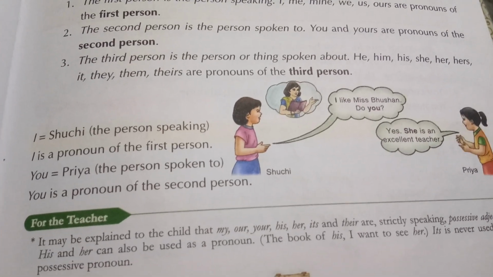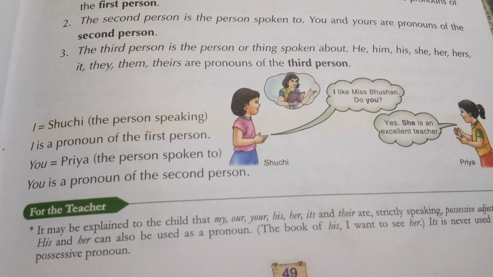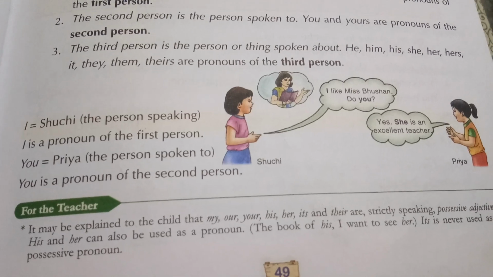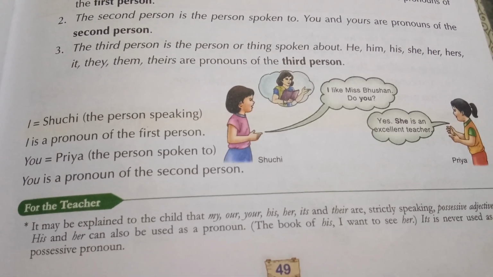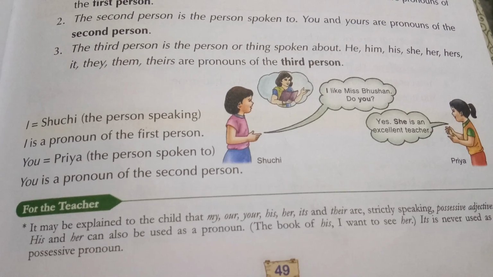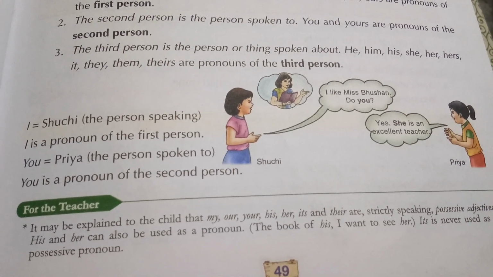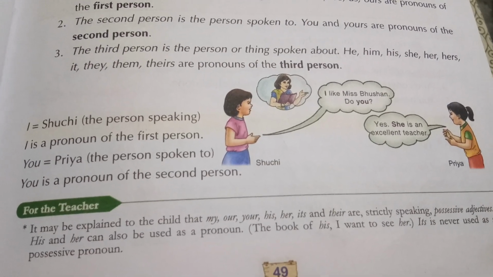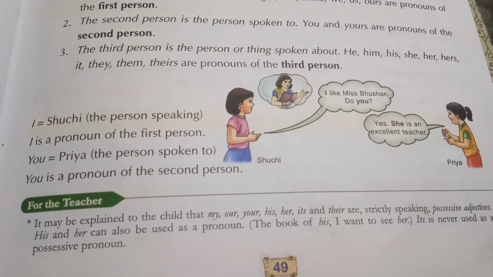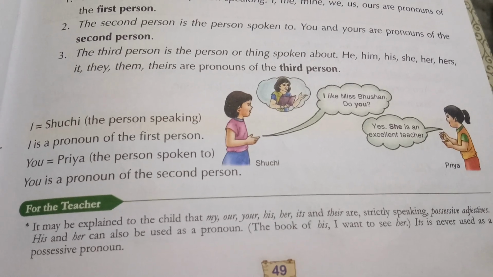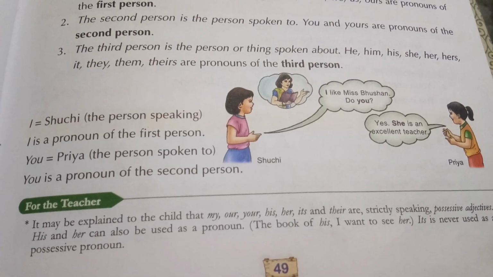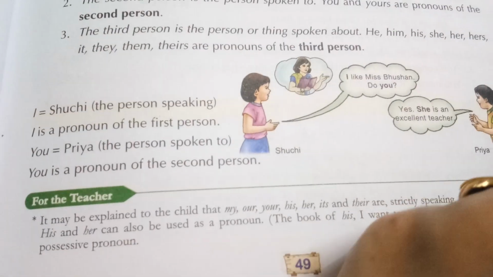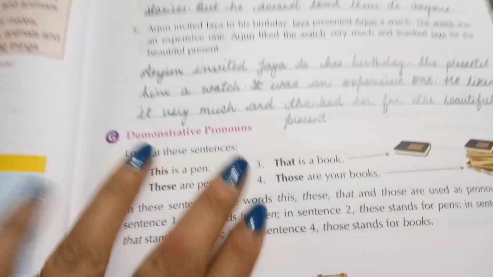अभी तक आपको समझ में आ गया होगा कि third person कौन होता है. See, here is Shuchi. Shuchi is talking to you. Shuchi is the first person. See, she's saying, I like Miss Bhushan. Do you? वो दूसरे को पूछ रही है, तुम्हें पसंद है? Yes, she is an excellent teacher. So here Shuchi is the first person, Priya is the second person, and Miss Bhushan is the third person. Got it? Okay. Now move to the next page.